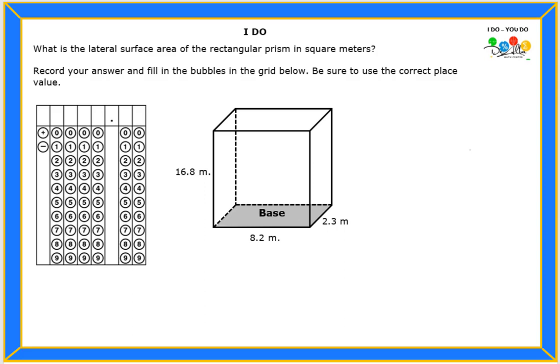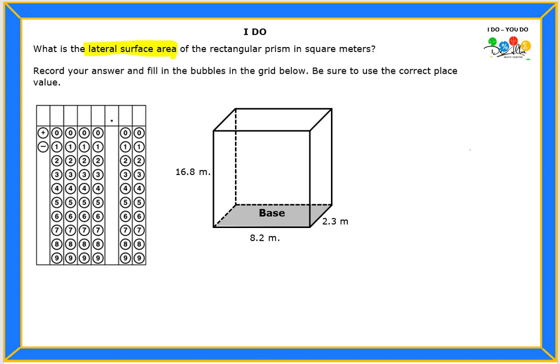And it says, what is the lateral surface area of the rectangular prism in square meters? Record your answer and fill in the bubbles in the grid below. Be sure to use the correct place value. Okay, so what is it that I need to find? I need to find the lateral surface area.